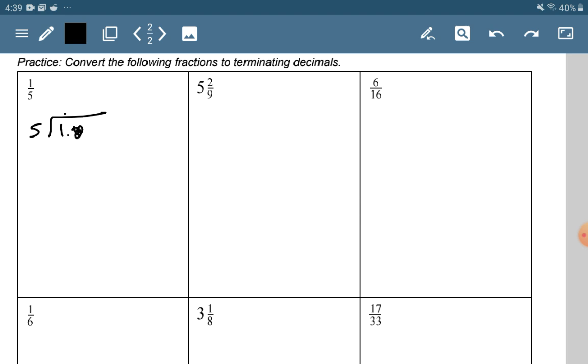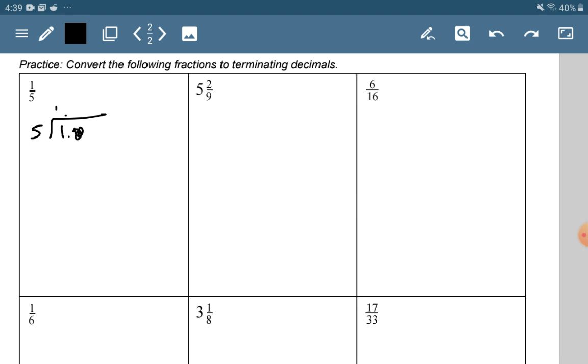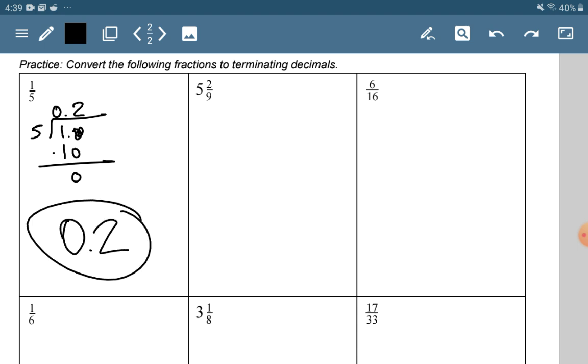All right, so 5 cannot go into 1, or it goes in 0 times, and I want to write that down. But 5 can go into 10 and it goes in 2 times. 5 times 2 is 10, so when we subtract, I get 0 left over. Since I have 0 for my remainder and no other numbers to bring down, I know that 1/5 is equivalent to the decimal 0.2. That is a terminating decimal.